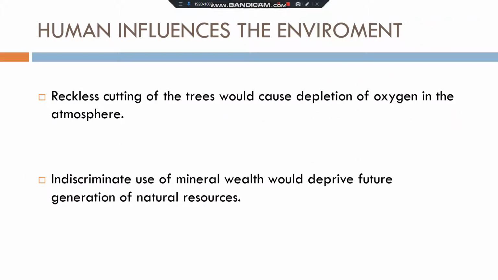Human influences on the environment. How are humans affecting the environment? The reckless or continuous cutting down of trees causes depletion of oxygen, or a lower level of oxygen in the atmosphere. And if the oxygen gets lower, then we will have a problem in breathing, because oxygen is very helpful for supporting life.